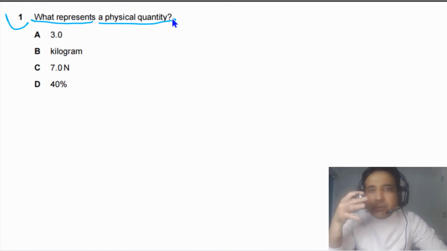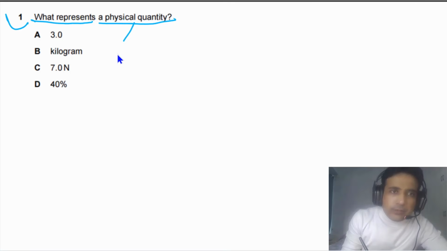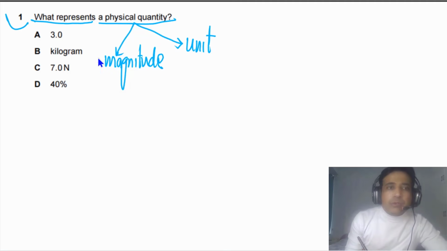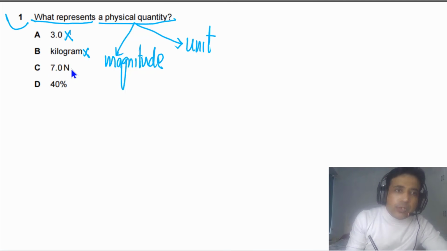So simply we need to understand what is a physical quantity. A physical quantity should have magnitude. We can simply write down a physical quantity should have magnitude and it should have unit. Magnitude and unit. So if you look at the given options, A is not possible because it has no unit, and B is just a unit, it has no magnitude, and 7.0 newton has magnitude and unit. So the answer for this question is C.